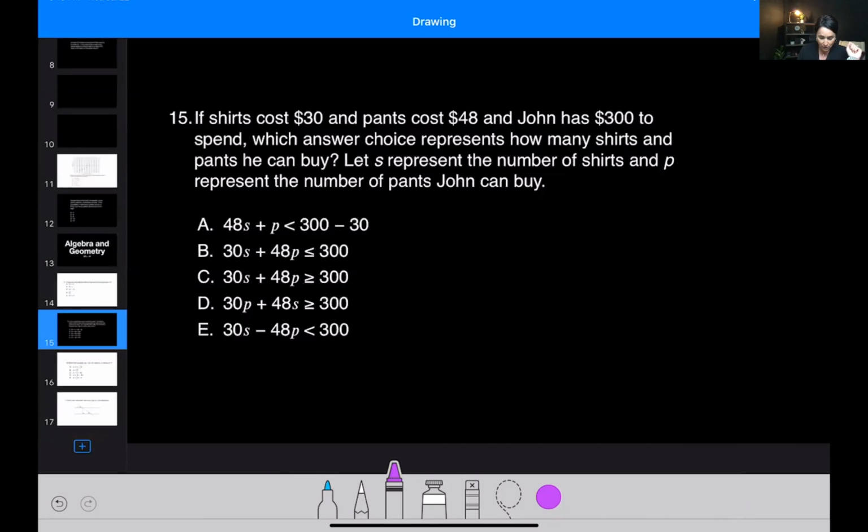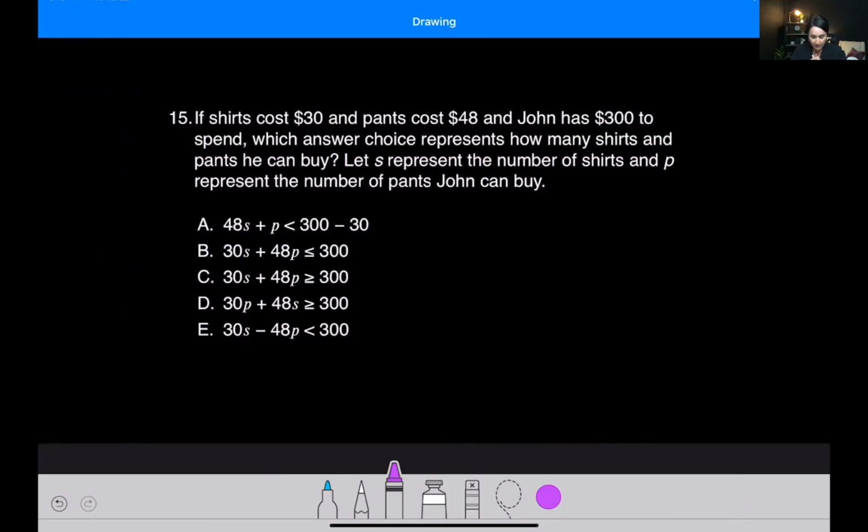All right, and let's go to number 15. Now, number 15, I'm going to show you an awesome hack on how to do these inequalities. And it's going to help you a lot on the exam.